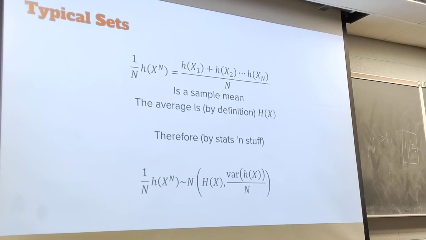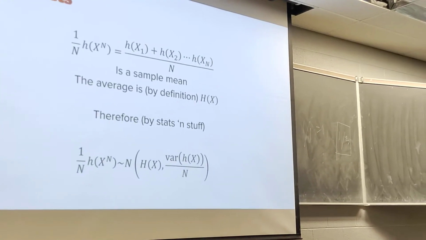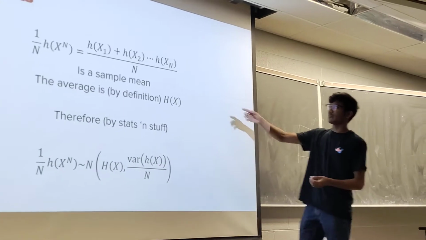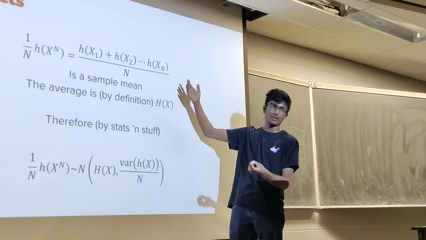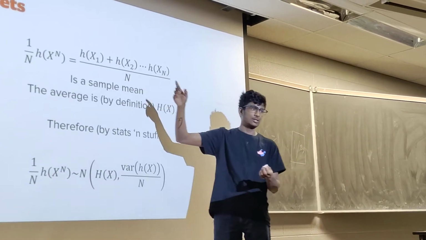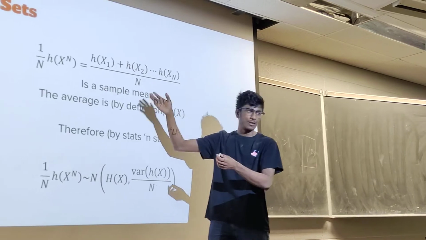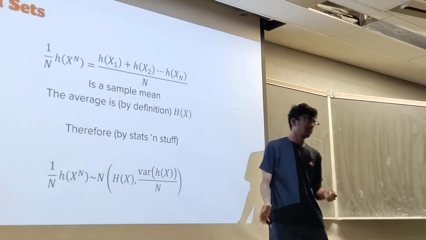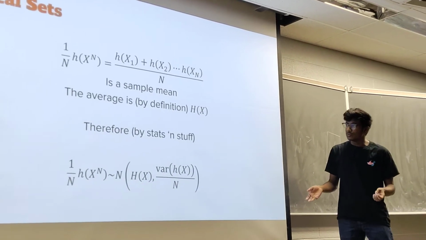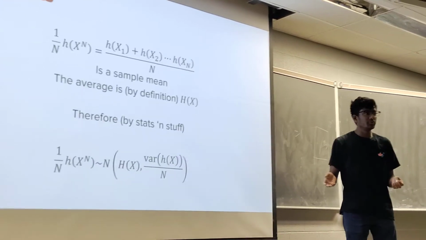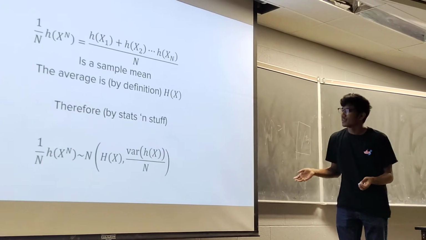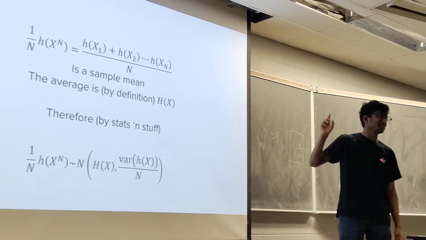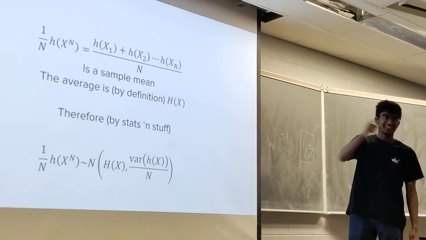The reason we can do this is that what we really are taking is the information with respect to x1, which is a random variable, the information with respect to x2, which is a random variable, and divided by n. This is actually a sample mean. And for those of you who took statistics 230, 240, that one, I think it's the central limit theorem. Yes, that one.